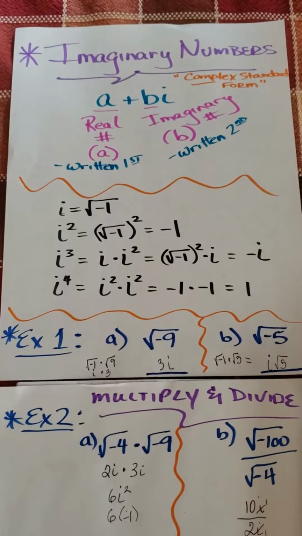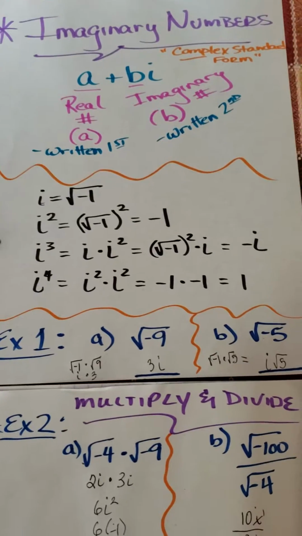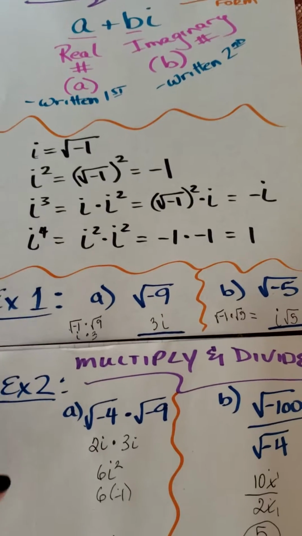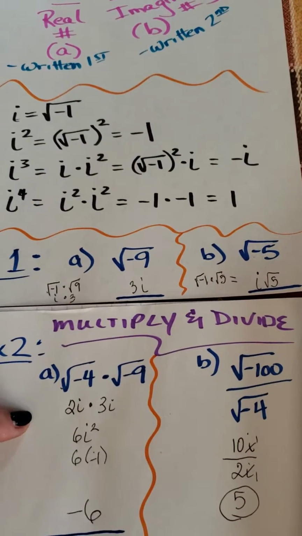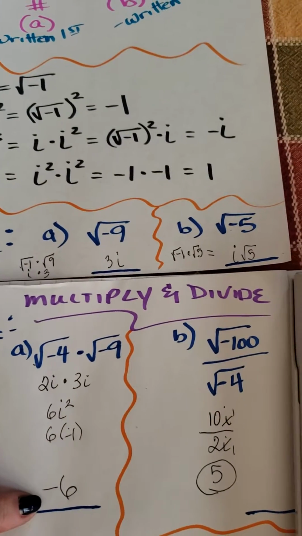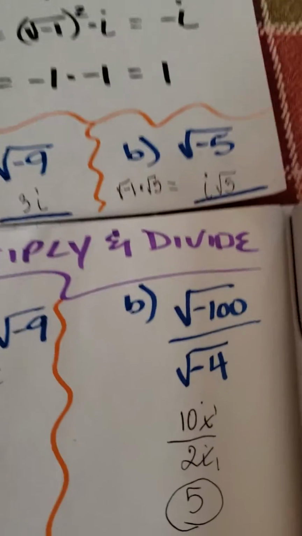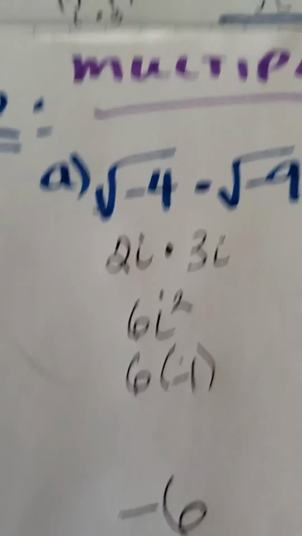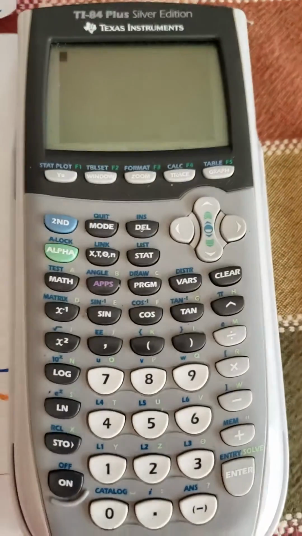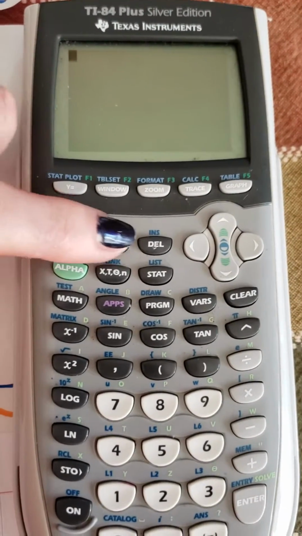Okay, so the last 3 videos covered introduction to imaginaries, simplifying square roots with negatives under the root, multiplying square roots with negatives under them, turning them into imaginaries, and then using imaginary rules to simplify, as well as dividing. Okay, but now I'm going to show you how to get to all of these simplified answers by using our TI. Okay, so first step is use mode key.